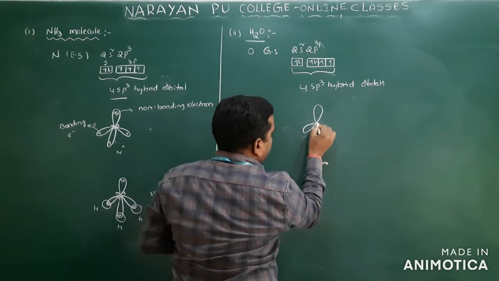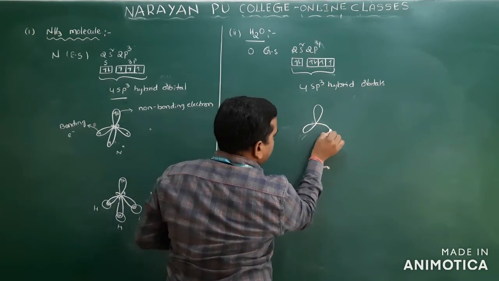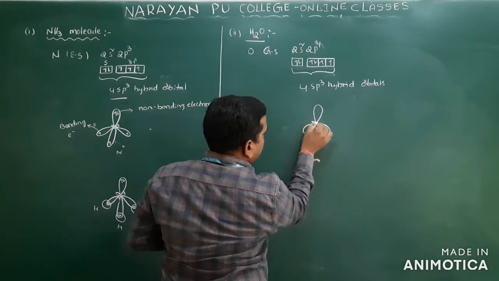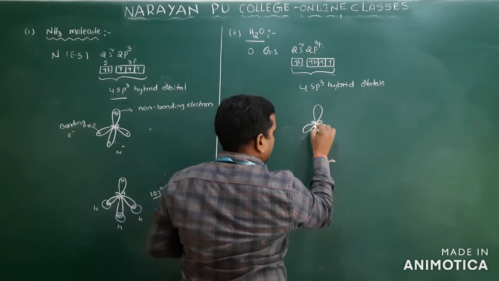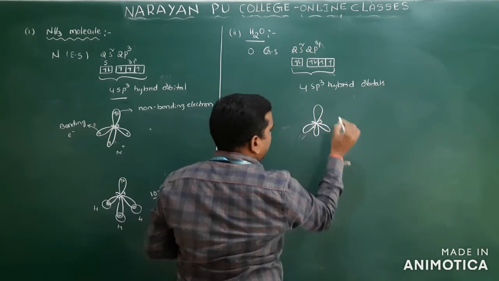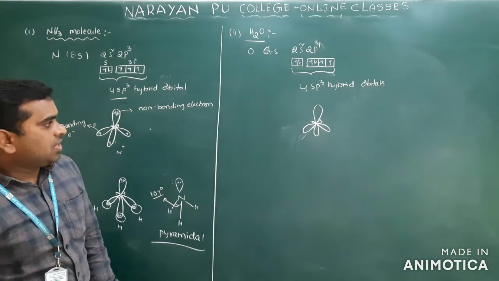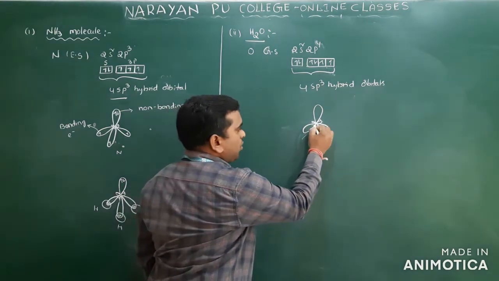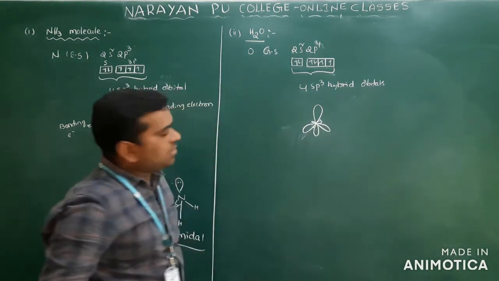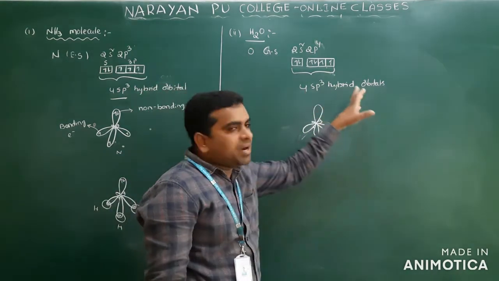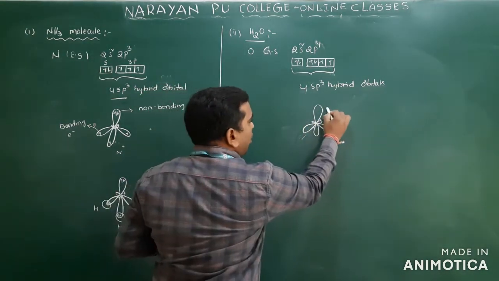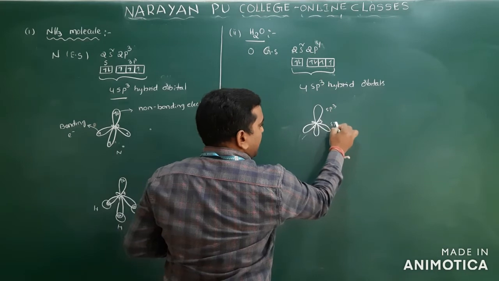Clear now? So here there is back and roundness. Clear? So these are lobes, small lobes. Clear? So what is the hybridization here? sp3. How many sp3 hybridized orbitals do we have? 4. All these are sp3 hybridized orbitals.